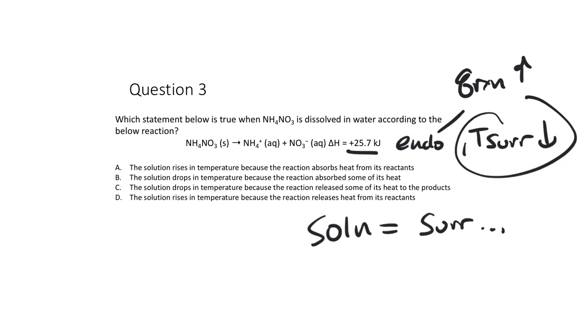Looking at the choices, the solution drops in temperature because the reaction absorbs some of its heat. So B looks like the best answer. The temperature of the solution should drop because the reaction absorbed some of its heat. The solution temperature does not drop because the reaction released some of its heat to the product. So this just makes no sense. So B is our best answer.